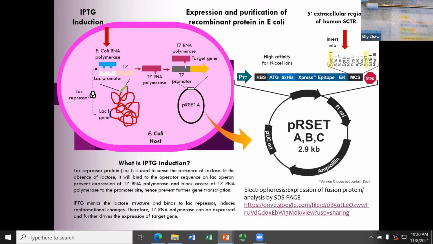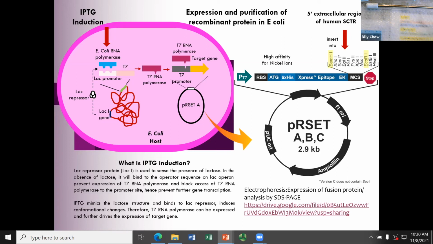Has anyone learned that before? Lac promoter, lac operon. Has anyone? Can you raise your hand? None? Have you not heard of that? Can you raise your hand? Okay, so it doesn't matter. It's a very simple system.